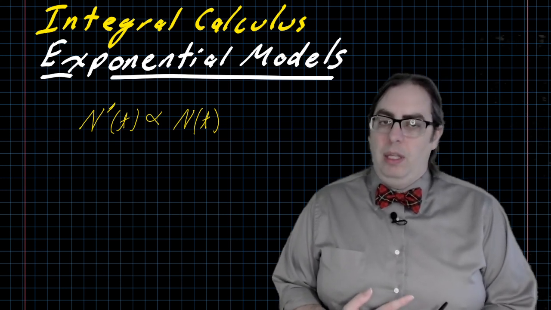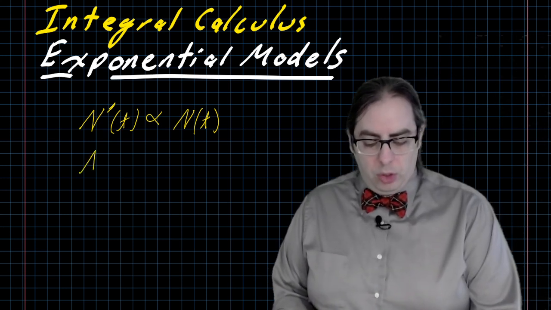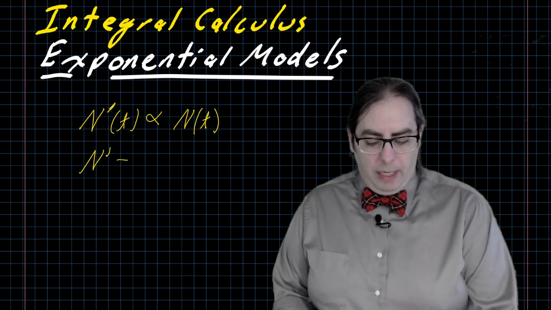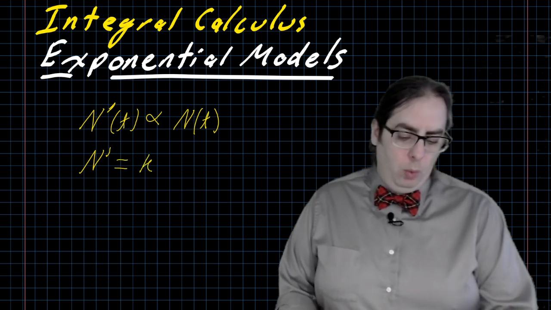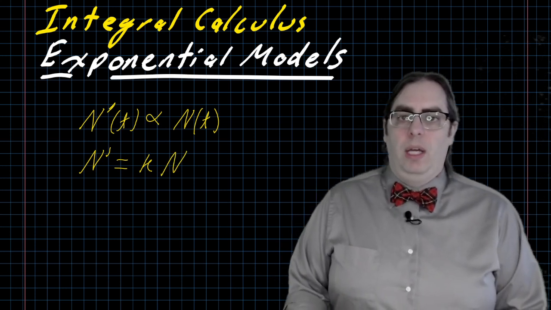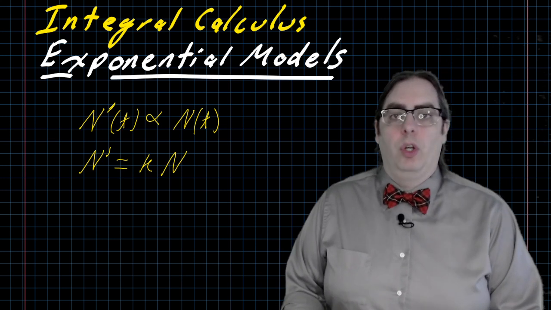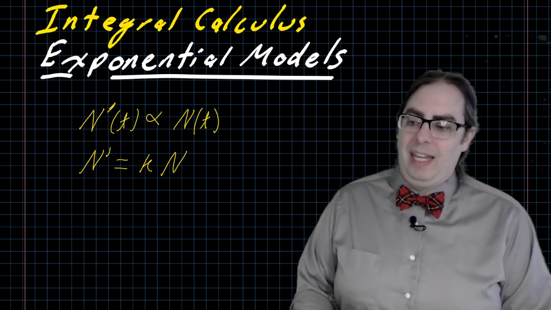All right. But in general, when you're working with a proportion, you can turn it into an equation by simply introducing some constant of proportionality, which we almost always represent using the letter k. If k is positive, we're going to call it a growth constant. If k is negative, we're going to call it a decay constant.